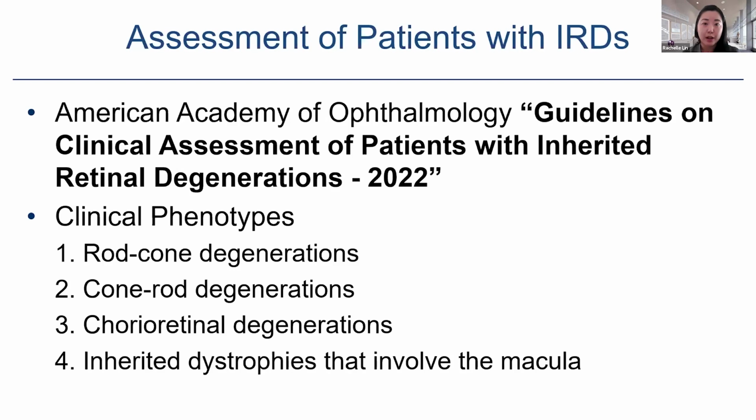Number 1, the rod cone degenerations, the conditions that affect the rods earlier and more severely than the cones, for example, RPs, retinitis pigmentosa. Number 2, the cone rod degenerations. Number 3, the chorioretinal degenerations, for example, choroideremia. And then number 4, inherited dystrophies that involve the macula. And this could include our cone degenerations, X-linked retinoschisis, and Stargardt disease.